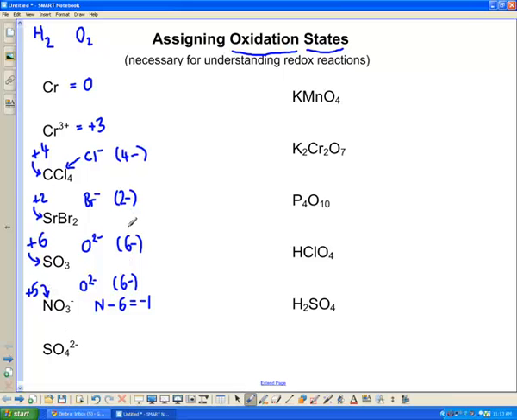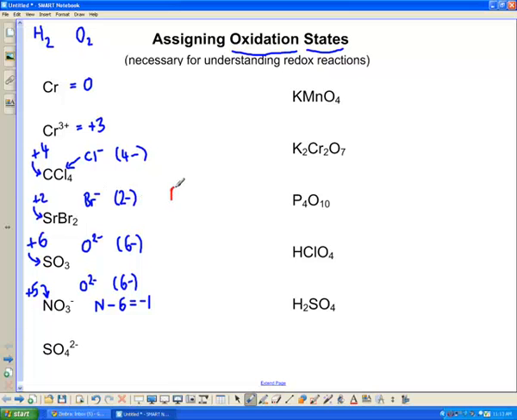Now, one thing before we go on here, I just want to make sure you guys understand this. Each chlorine forms 1-. Don't say that Cl is 4-, because it's not. This 4- comes from 4 of these. Likewise, don't say bromine is 2-, because we have 2 bromines. Each bromine is 1-.